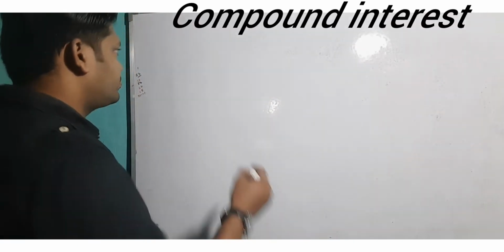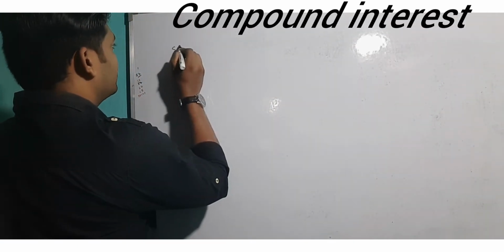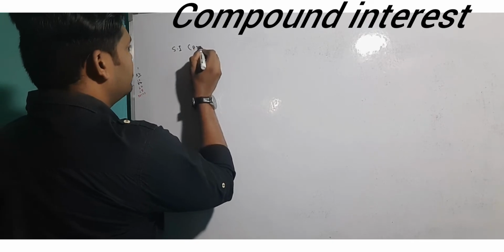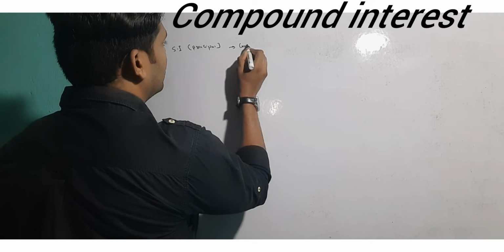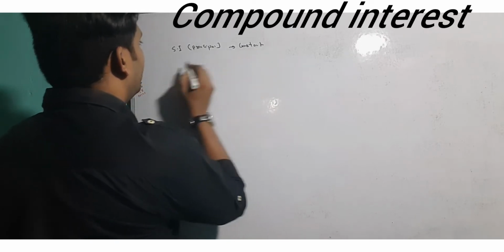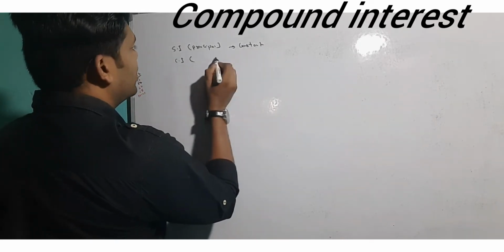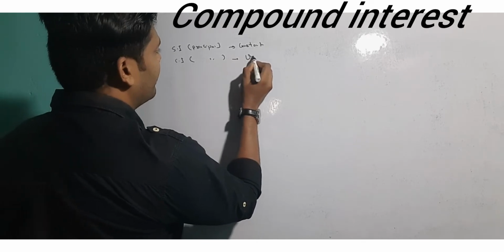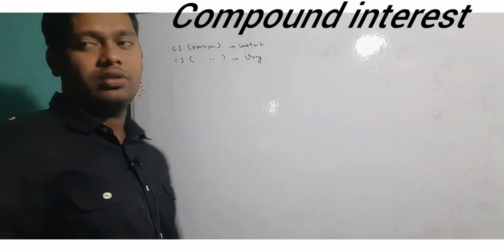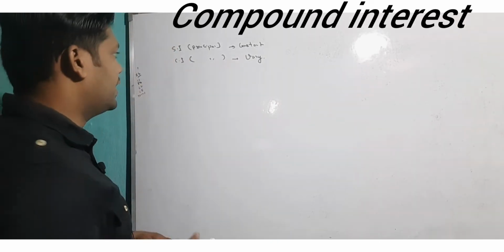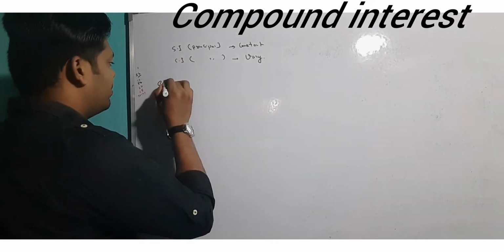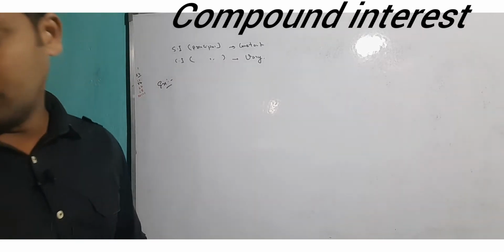So what I told you: in simple interest, the principal will be constant. But in compound interest, the principal will vary, meaning it will change. In each and every step it is going to change. So how? Let us take an example. I will tell you with an example, example number 1.